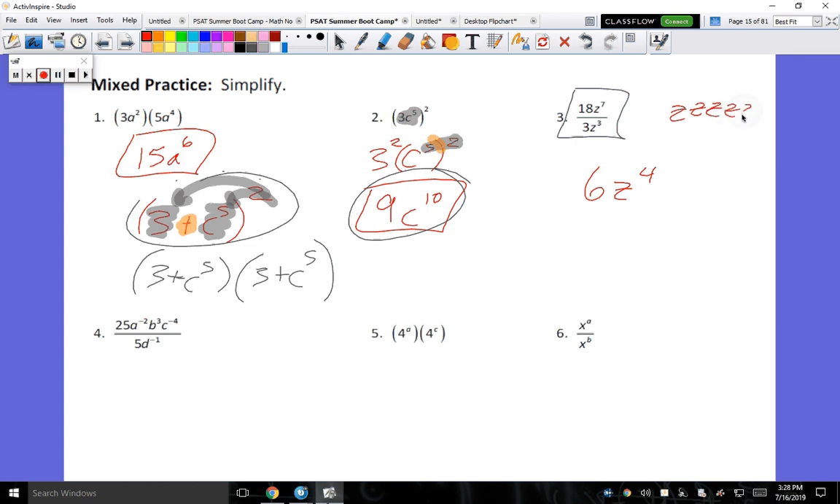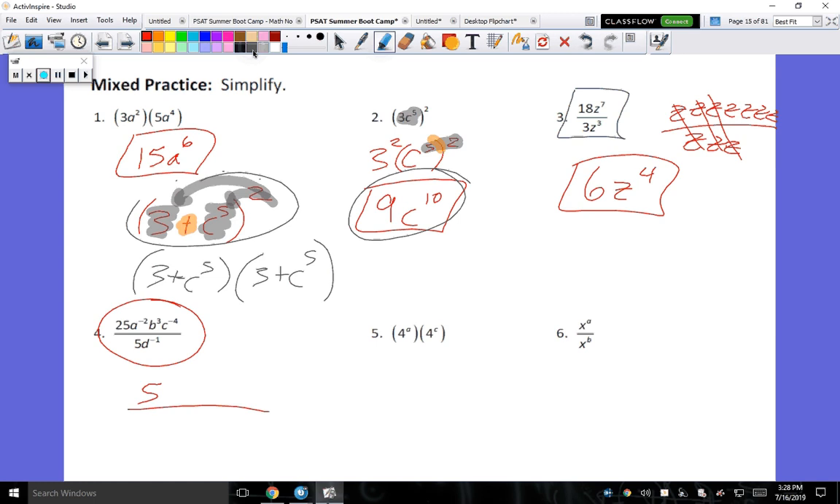It's like having 7 z's up top and 3 z's on the bottom. These 3 z's cancel to form what? 1. So you're left with the top wins. Okay? I know these are easy, guys, but it's just the fundamentals so that the harder ones are also easy. Looking at this, I'd probably look at 25 and 5 and immediately see that it reduces to 5 over 1.